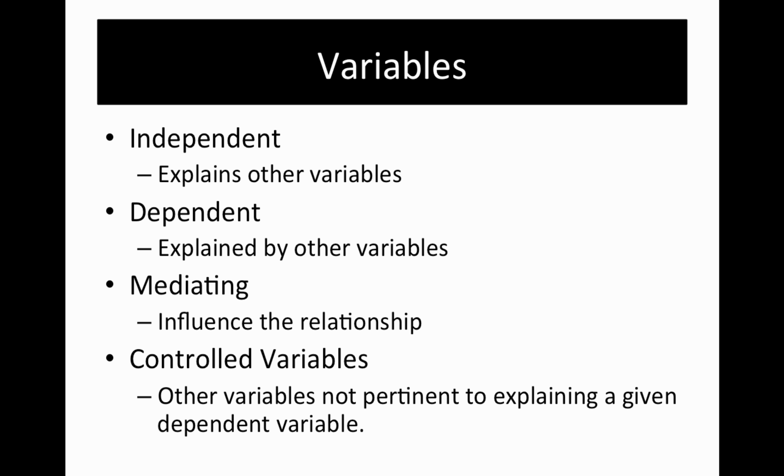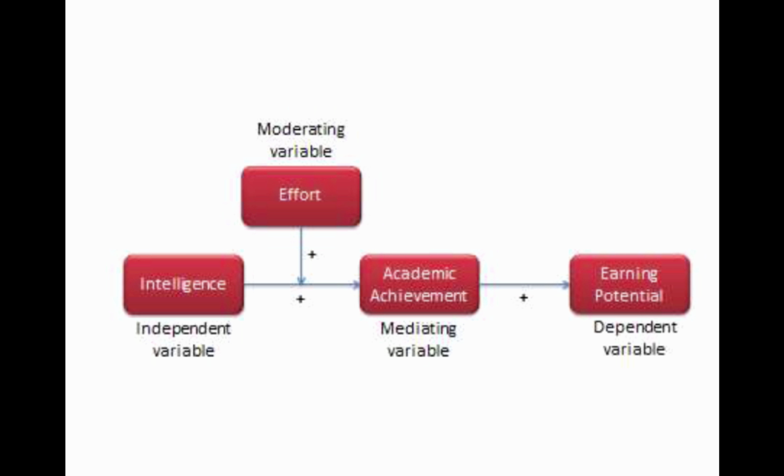There may be other extraneous variables that are not pertinent to explaining a given dependent variable, but may have some impact on the dependent variable. These variables must be controlled for in a scientific study and are called control variables. To understand the differences between these different variable types, consider the example shown on this page.